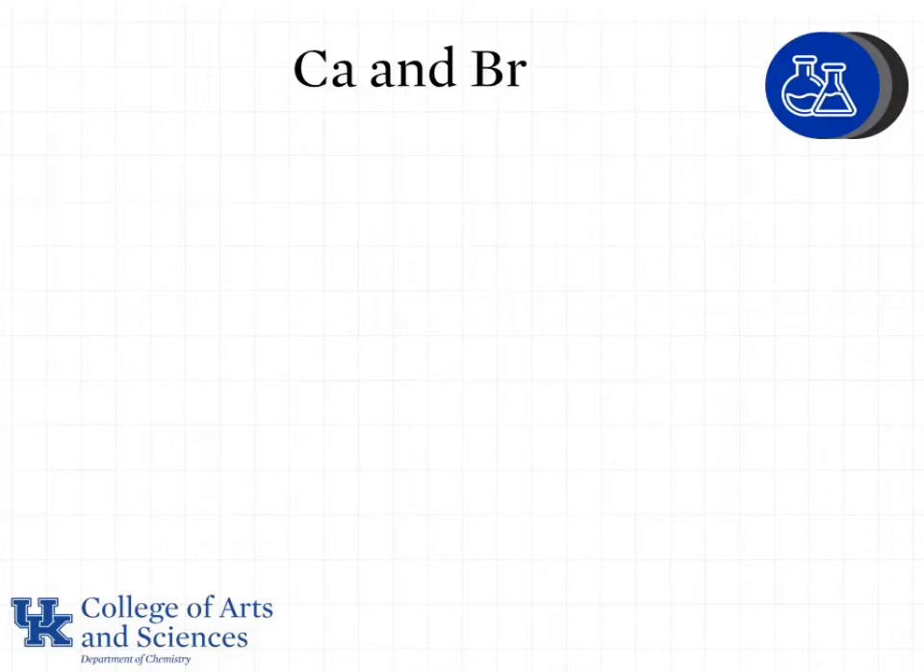Now let's look at an example where we don't have both +1 and -1 charges. When we look at calcium, we see that it's in the second column of the periodic table. It has 2 valence electrons and will form an ion with a +2 charge. We generally write the number before the sign when we're writing the charge on ions. For bromine, it's like fluorine and chlorine. It's in the second to last column, has 7 valence electrons, and will form an anion with a -1 charge.